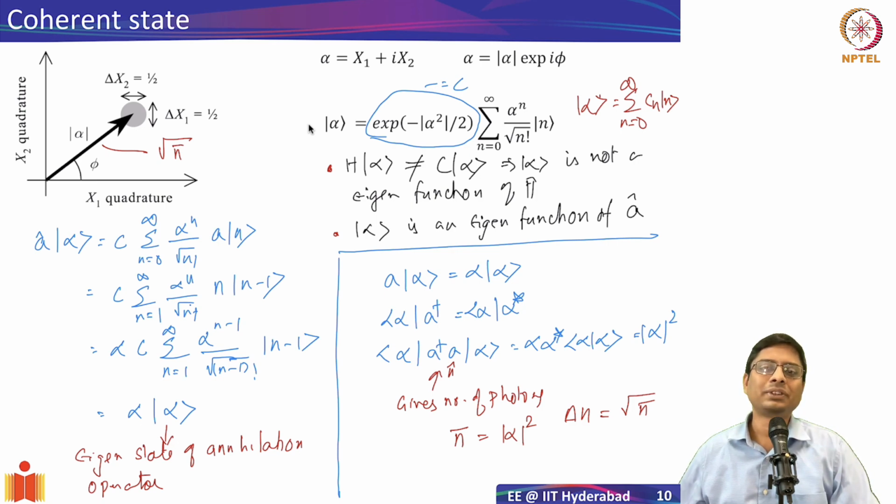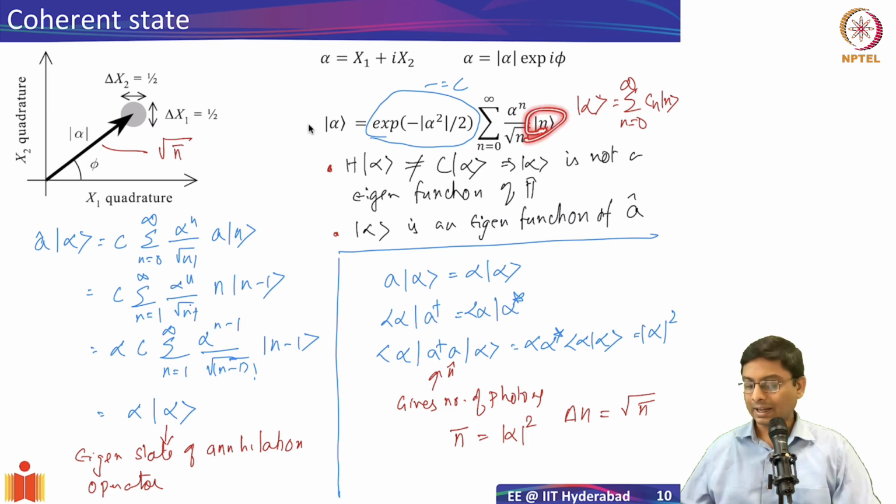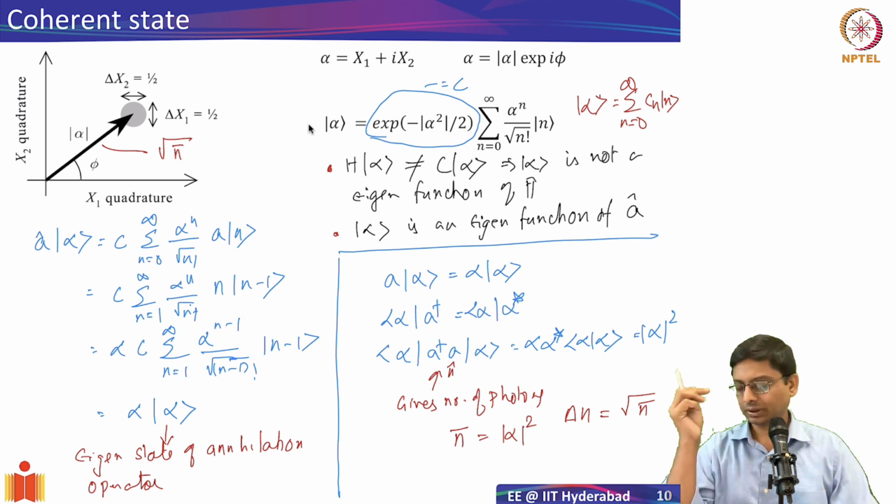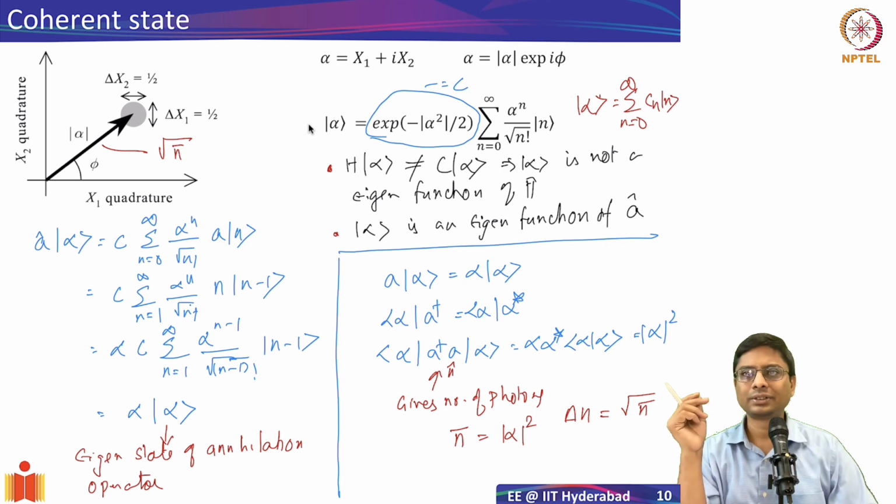So essentially what we are saying is this sort of state that we constructed as a superposition of all these number states has Poissonian statistics. Its variance is equal to the mean. So it has Poissonian statistics. So that's what we showed. All right. Any questions? Okay, good.